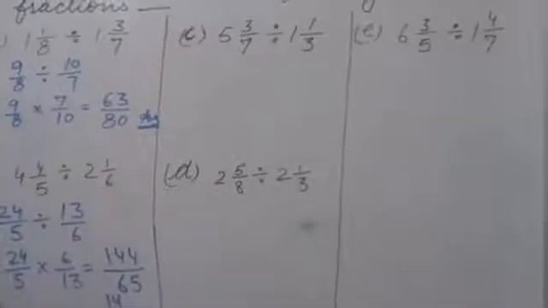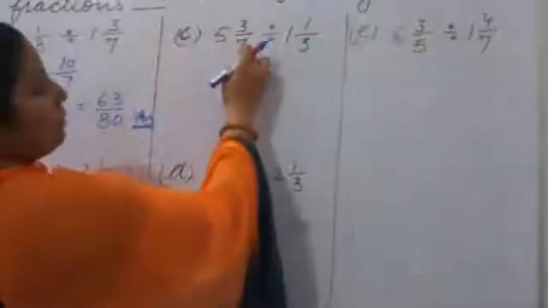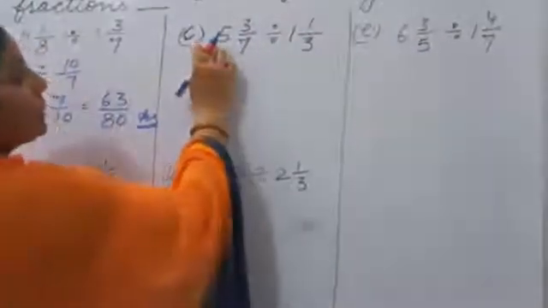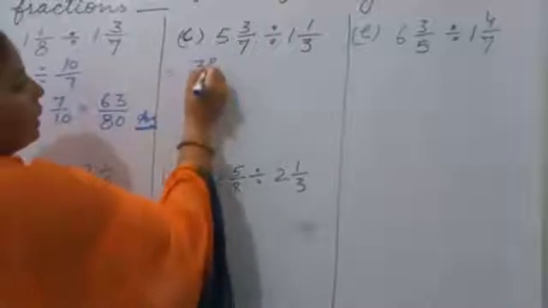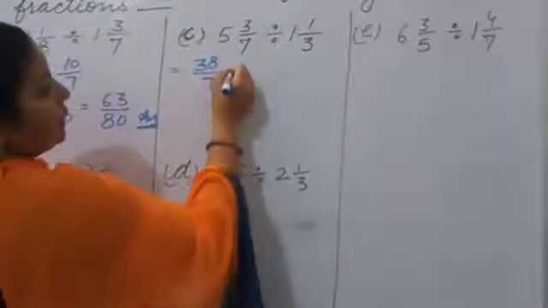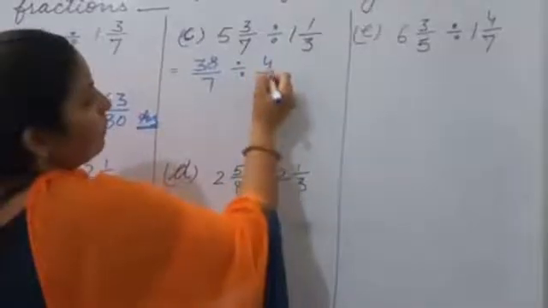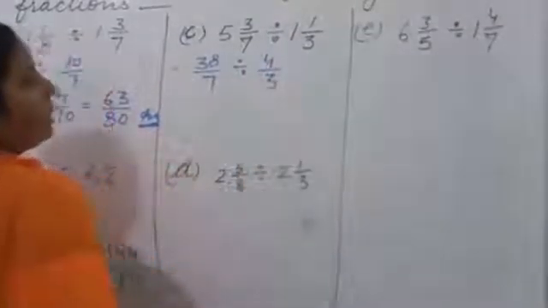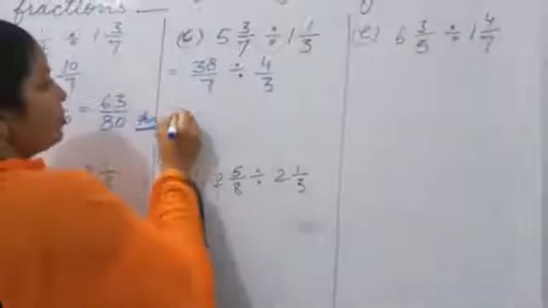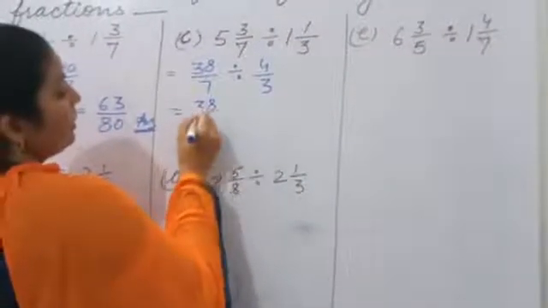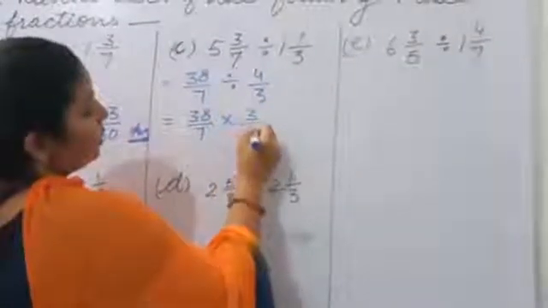Now next is question C part. 5 whole 3 upon 7. So 7 fives are 35 plus 3 is 38 upon 7, divided by 3 ones are 3 plus 1 is 4 upon 3. Now divide will change into multiply. So 38 upon 7 multiply by 3 upon 4.